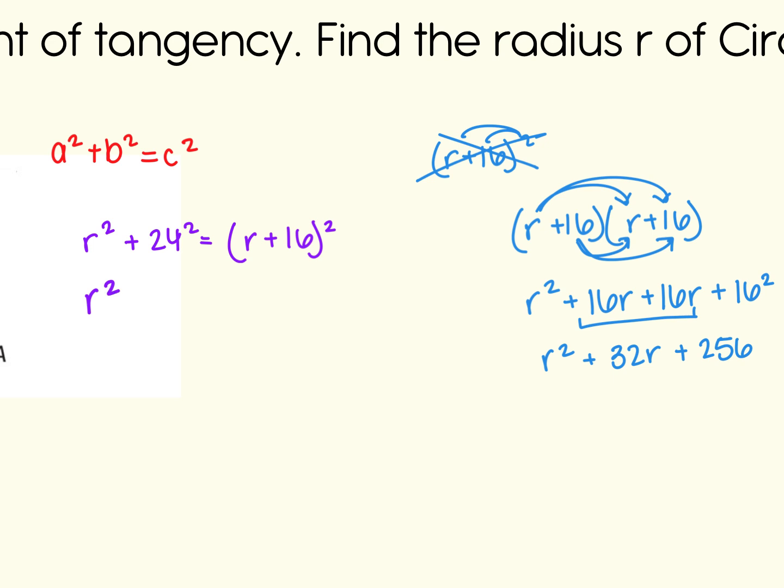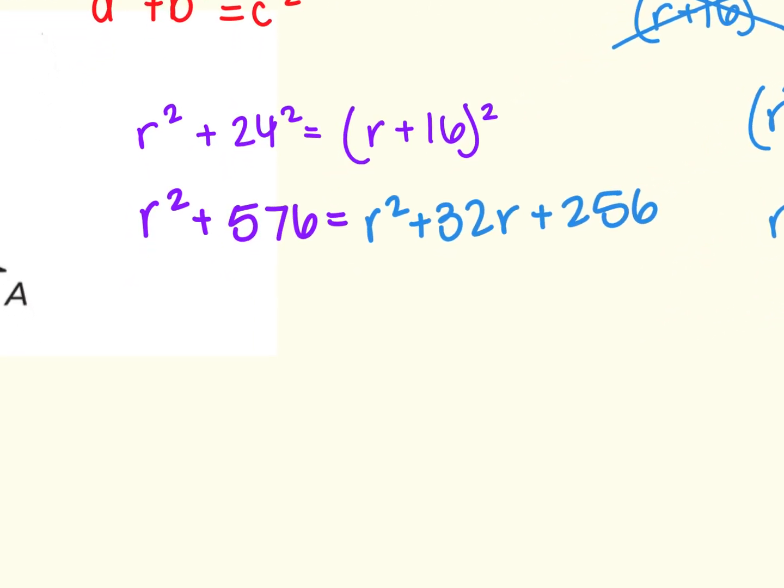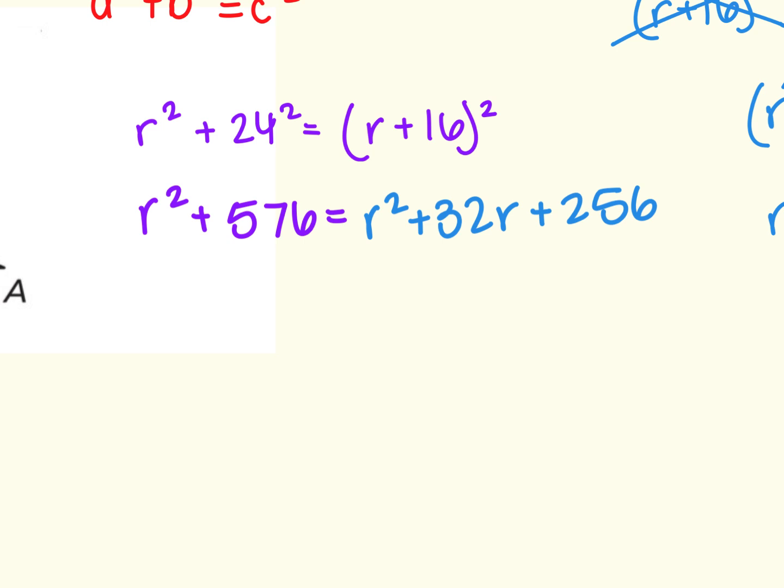So I'm going to go ahead and plug that into what I originally had. So I have r squared plus, solving 24 squared, is 576, equals, plugging in what I have, r squared plus 32r plus 256. All I'm going to go ahead and do is solve for r. Who can tell me what are we doing first? What do I move over? What am I subtracting? What can I do first?